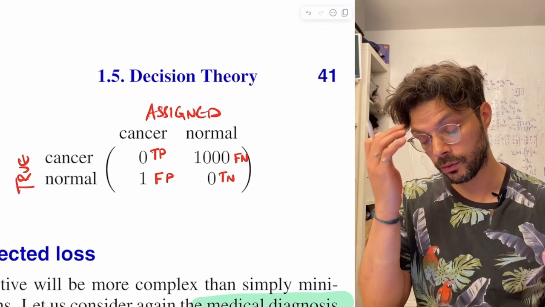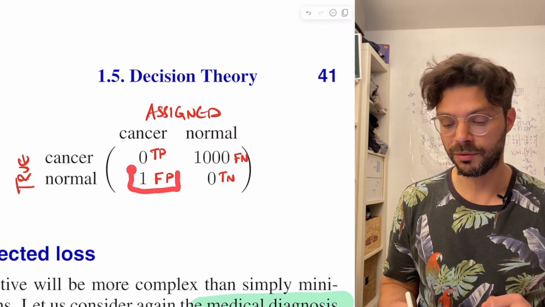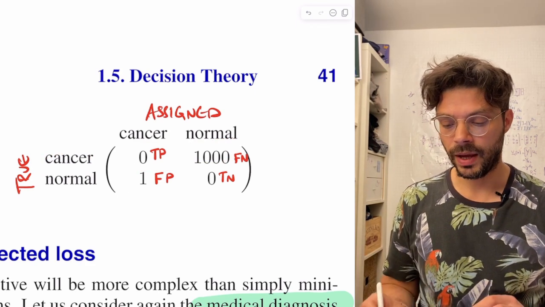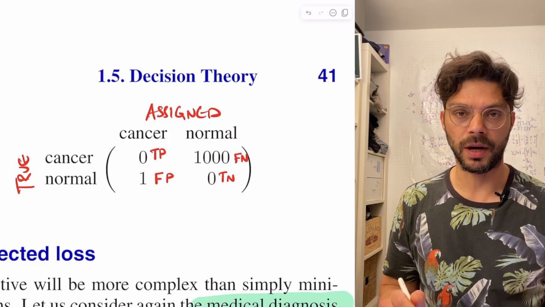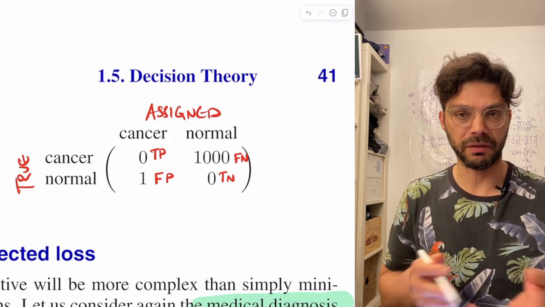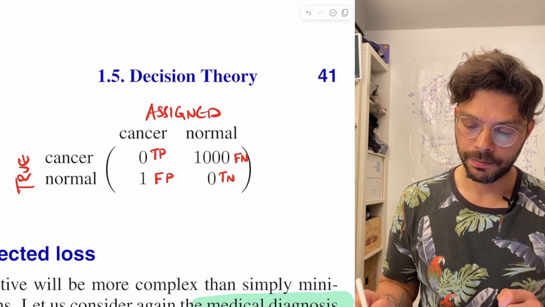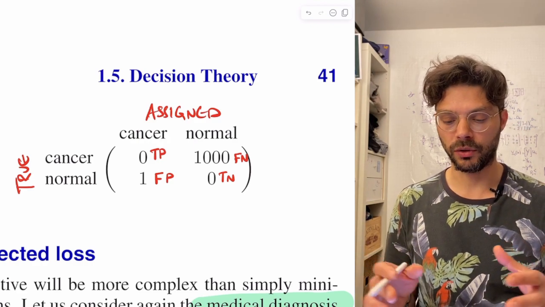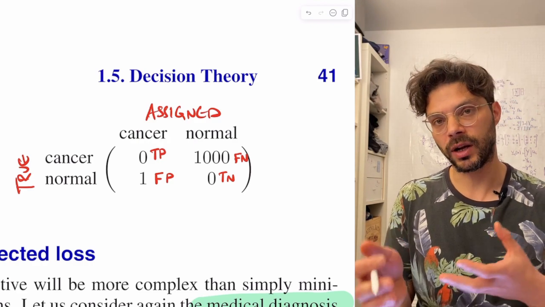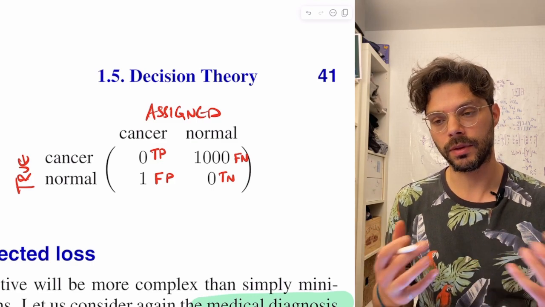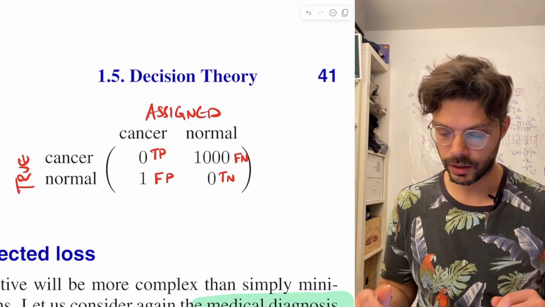We really want to avoid those, and if we make some false positives, that's okay. And this isn't a property of false negatives and false positives. Different problems might have a different assignment and a different kind of balance between the two. So this is our matrix capturing the losses for this two-category case.